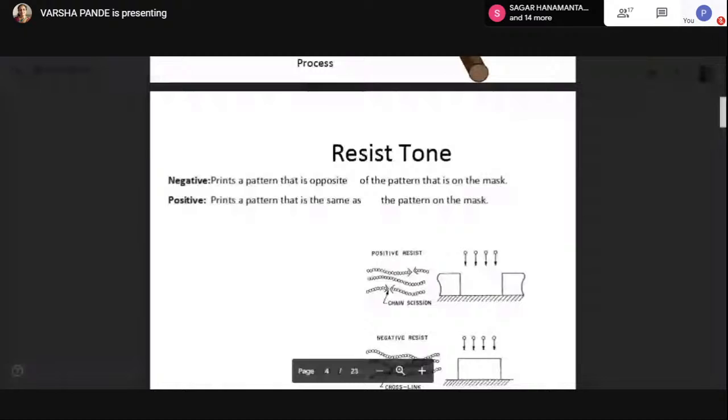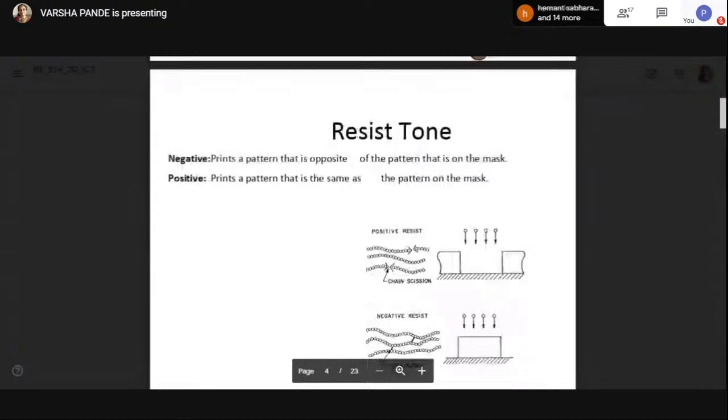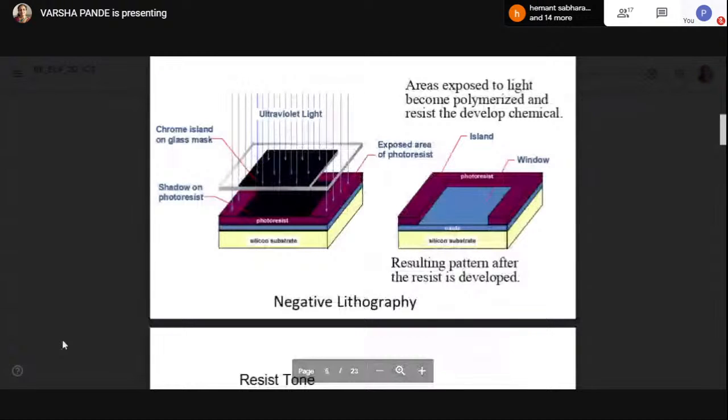Another thing is that positive photoresists by nature are in the solid form, but negative photoresists by nature are in the liquid form. These are the differences. Now, how this will be done, we will see here.